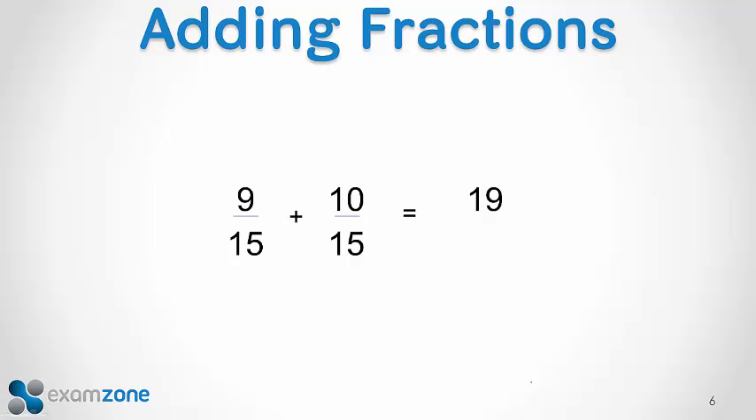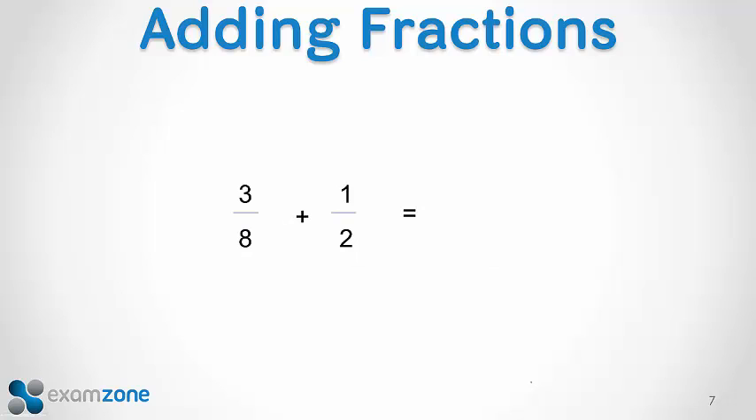One of the wrong answers might be 19/30, but no, we're going out of our way to put these into similar terms, 15ths, and then we just combine 9 plus 10 of them, 19/15. And in another lesson, we know that that would further be reduced to 1 and 4/15.